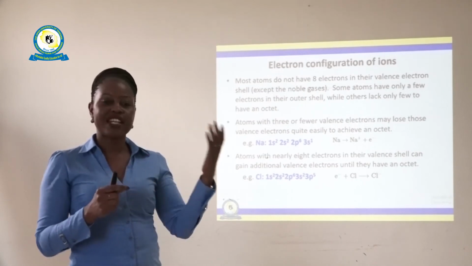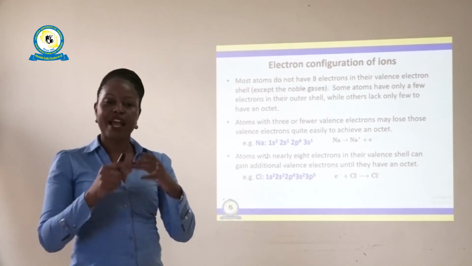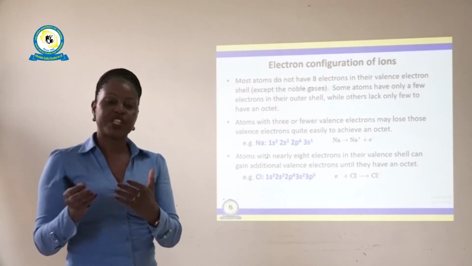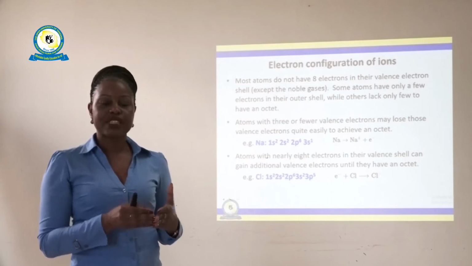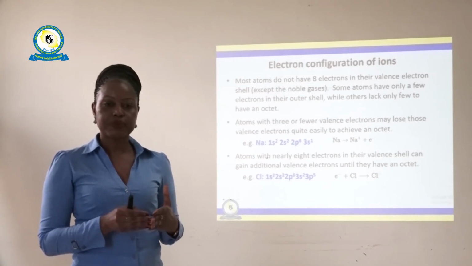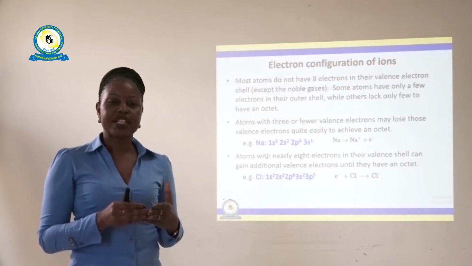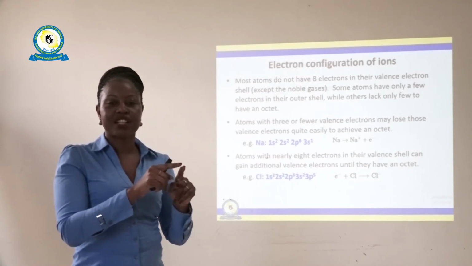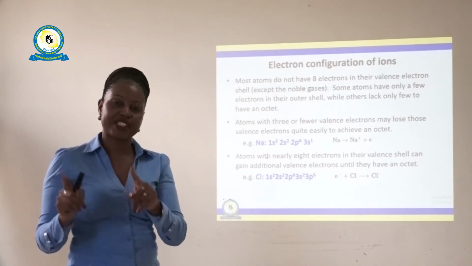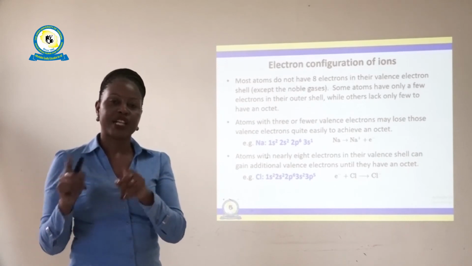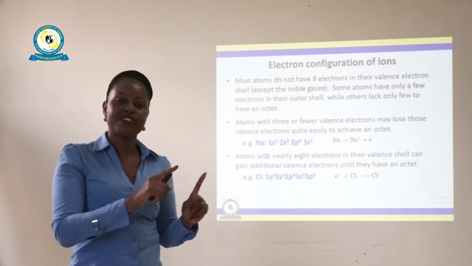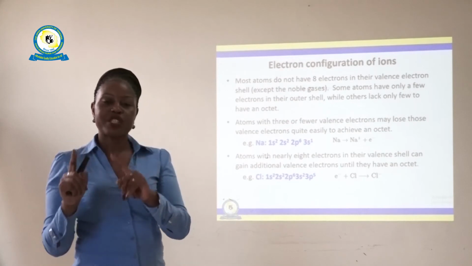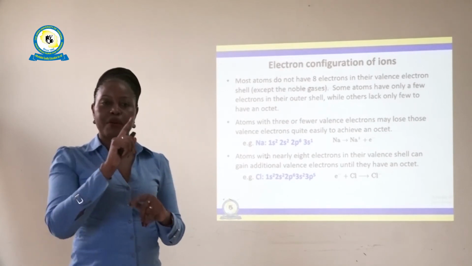So atoms which have 3 or fewer valence electrons may have to lose those few electrons so as to gain the octet shell configuration. For example, we have sodium. And sodium, we know, has 11 electrons. So it will have 10 electrons and then 1 electron in the valence shell. So it is easier to lose that electron in the valence shell so that it can achieve the octet shell. And in doing so, the sodium atom becomes an ion with a positive charge.